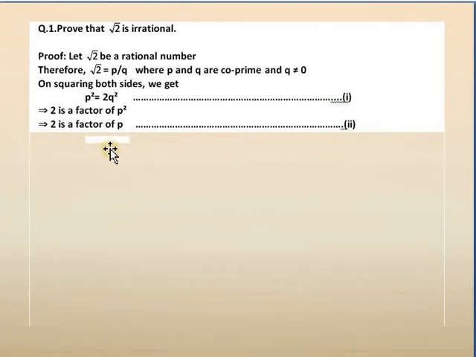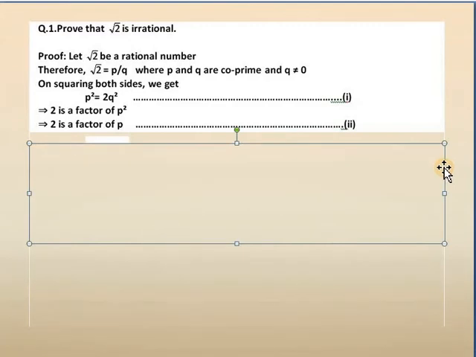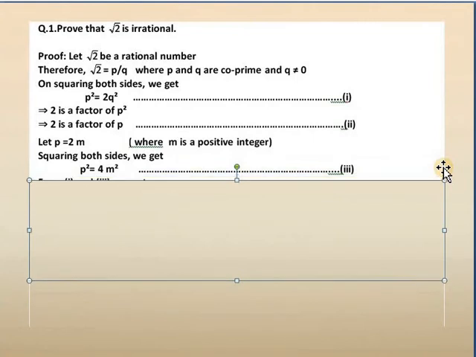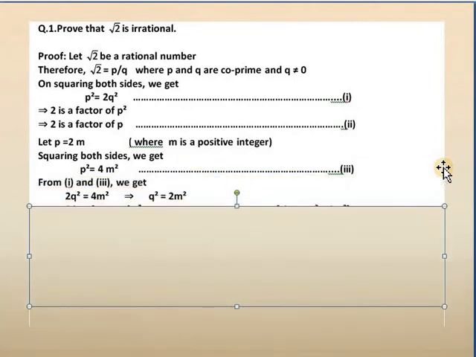Now if p has a factor 2, then it means that p is a multiple of 2. So let p be equal to 2m, where m is some integer. It means p is a multiple of 2, 2 multiplied by something is p, so p is equal to 2m. We are taking it that way. See here, p is equal to 2m. Why? p is a multiple of 2 and m is any positive integer. So now you got p is equal to 2m.